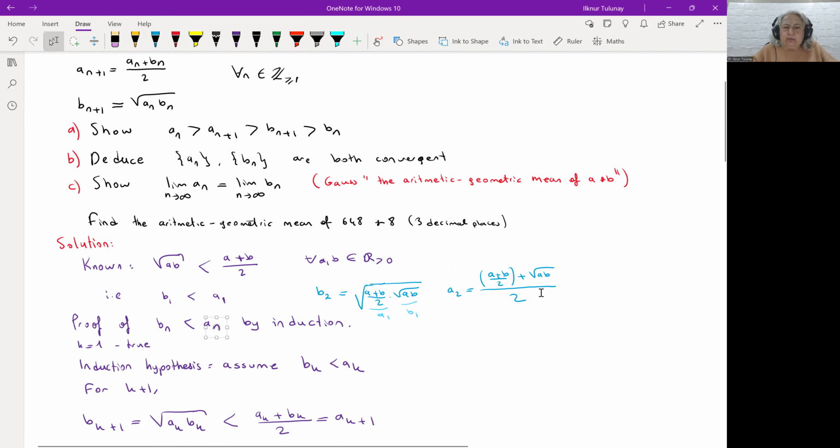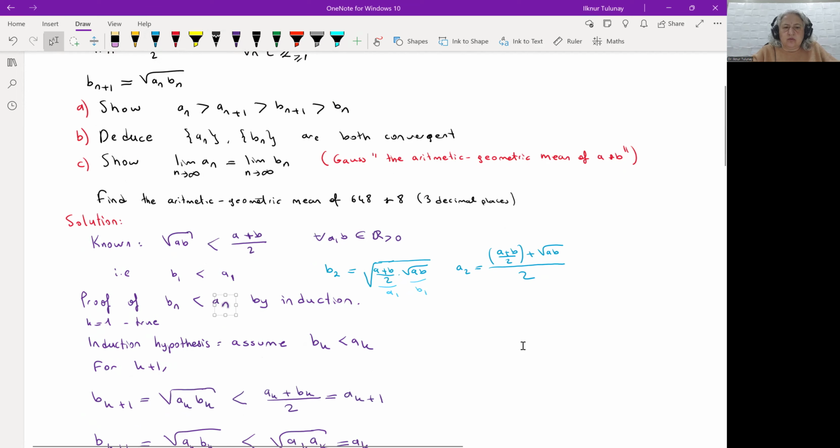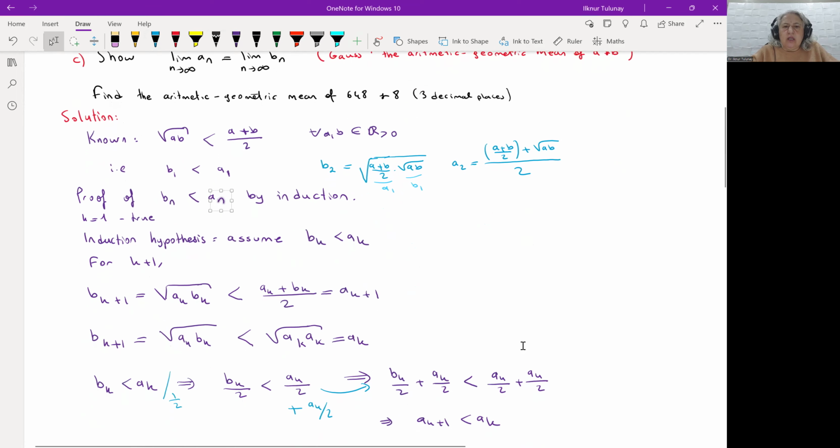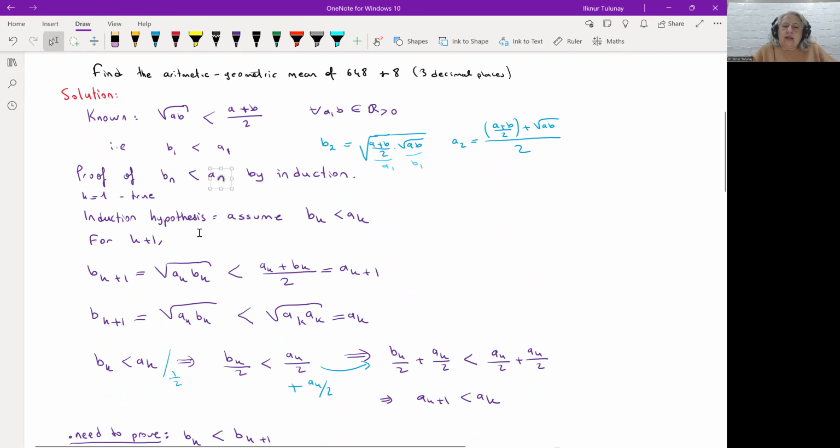Then we would like to show that b_k is smaller than b_(k+1). For k plus 1, b_(k+1) is the square root of a_k b_k, and because of this fact, I am using the inequality again, from here to here. And this is equal to a_(k+1). So b_(k+1) is smaller than a_(k+1).